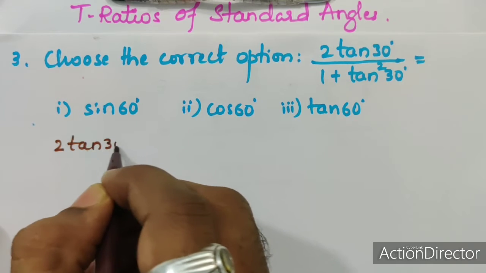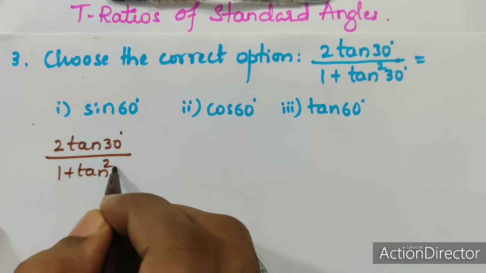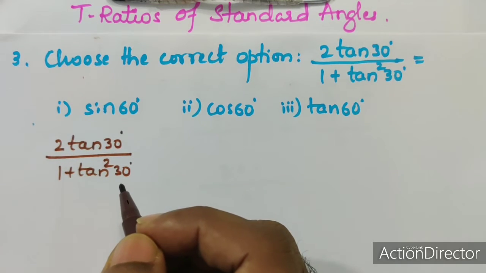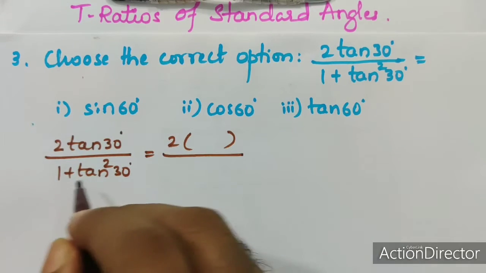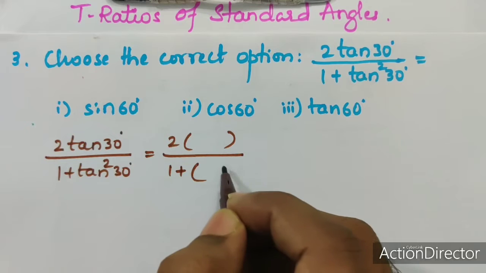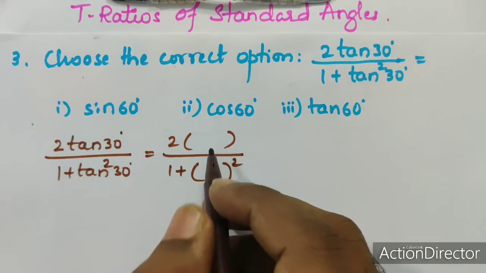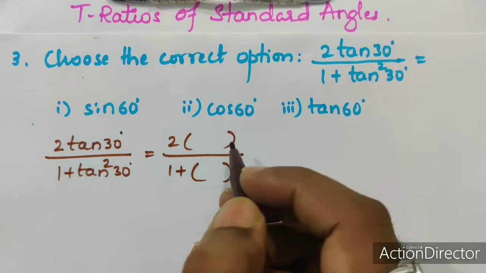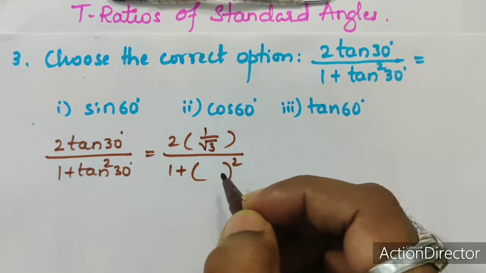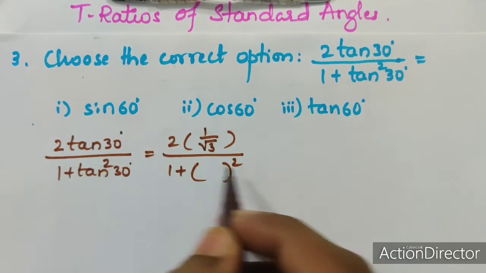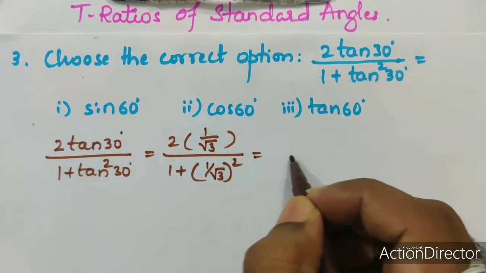2 tan 30 degree divided by 1 plus tan square 30 degree. So 2 I will keep as it is, and then the tan 30 value. In the denominator, 1 plus tan square 30. Here I have to put the tan 30 value, here also the tan 30 value. 2 as it is, tan 30 value is 1 by root 3. This you have to take from the table. And here also the ratio is squared, so tan 30 value 1 by root 3.